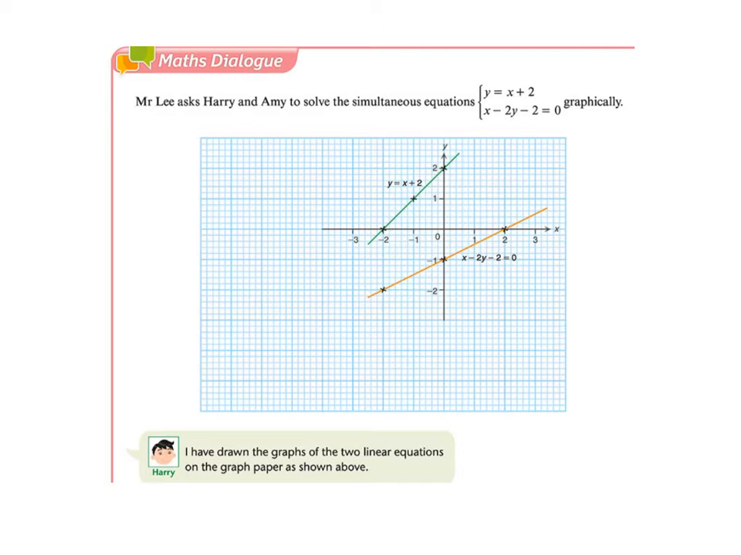Okay, please turn your textbook to page 22. In the graph, you can see that there are two straight lines. Can I say there is no solution because there is no point of intersection?